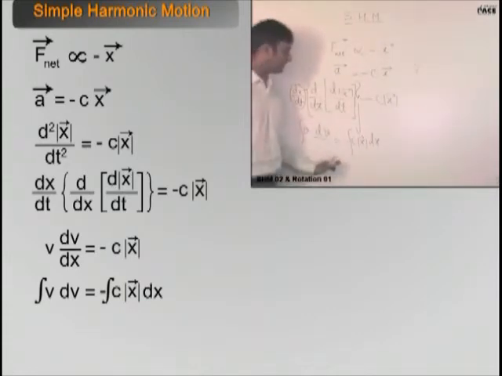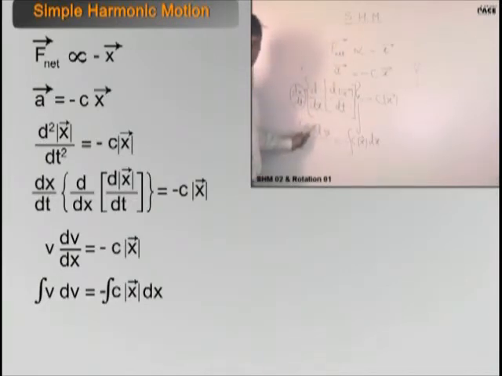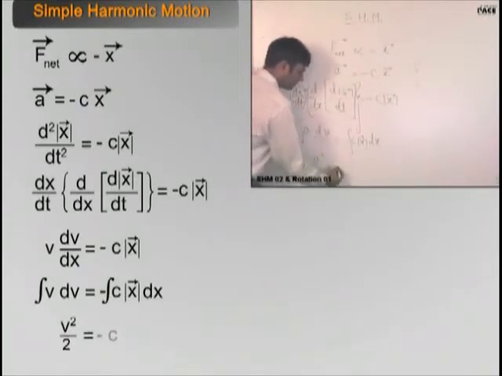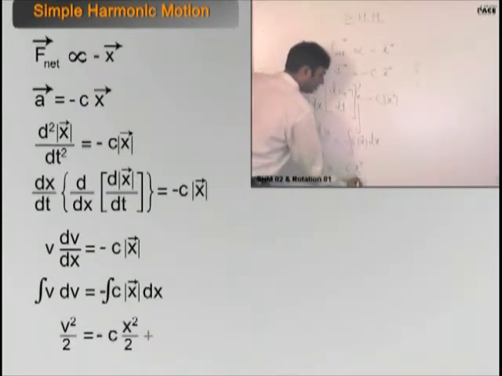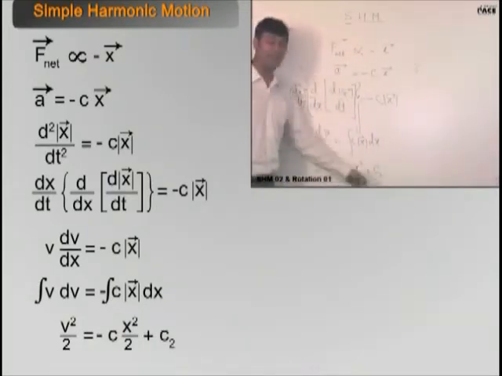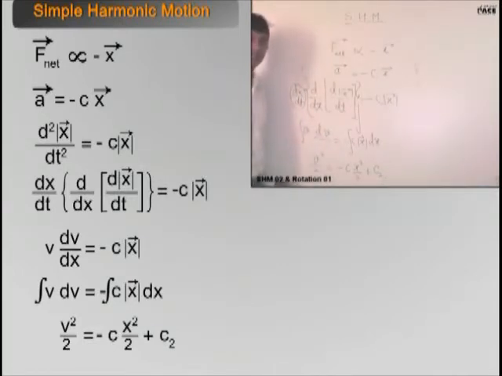And I'll get a relationship between x and v. I'll put the limits: x varies from which value to which value, velocity varies from which value to which value. Then once you have velocity as a function of x, you can write velocity as dx by dt. So finally you will get x as a function of time after another integration. Suppose here you get v square by 2 is equal to minus c x square by 2 plus some c2, some constant of integration, which you can find. Am I right? On integrating these.